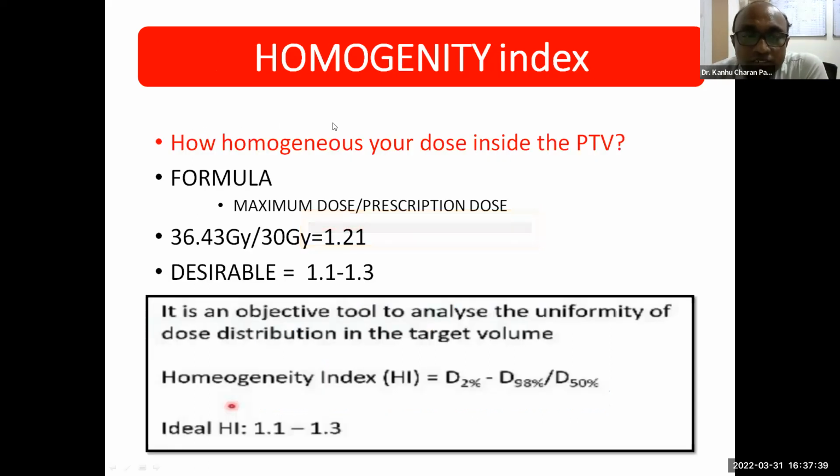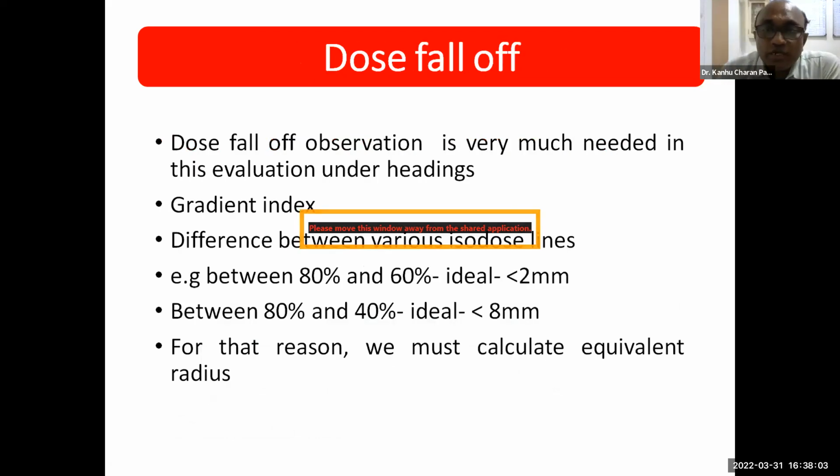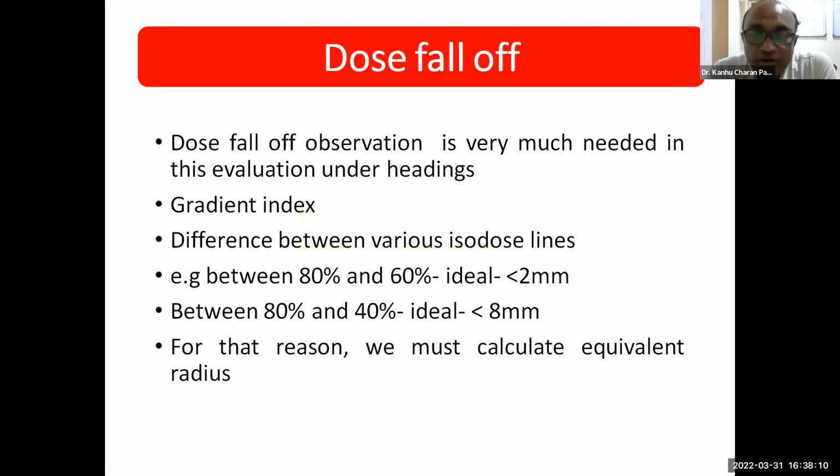Like that, the homogeneity index you can also see. This is the formula: maximum dose by prescription isodose. Mostly it is nearly one, it is better in IMRT and 3DCRT plans, but not in SRS plans, because in SRS plans we need more heterogeneity of the plan and we can go for 1.3, 1.2 like that. Dose falloff is also very important in SRS and SRT plans, where your dose should fall abruptly, not like brachytherapy. So they have given various formulas.